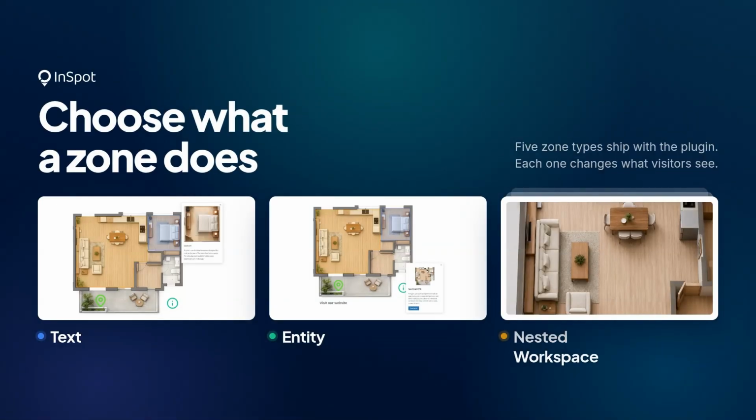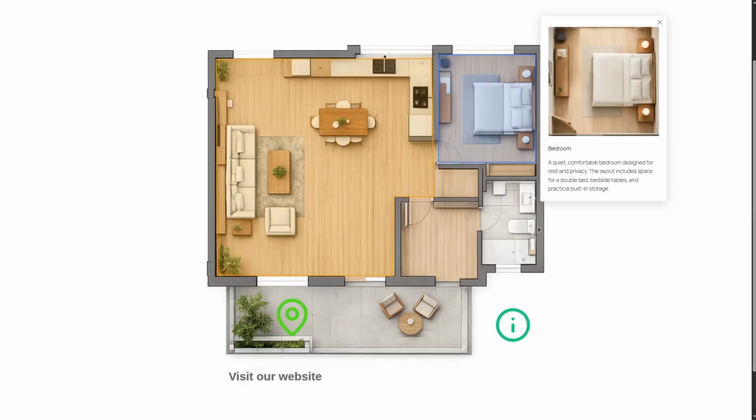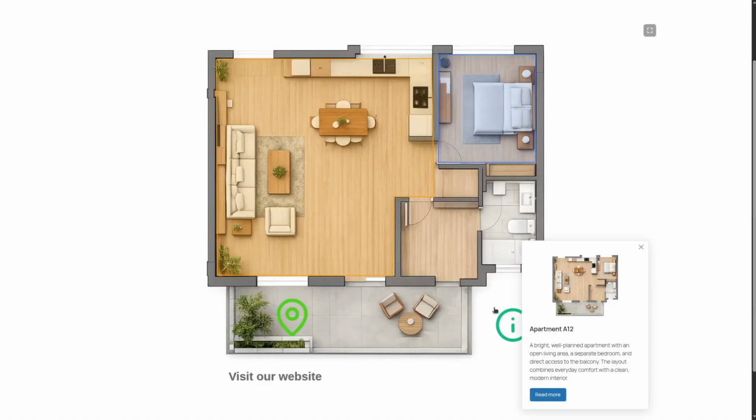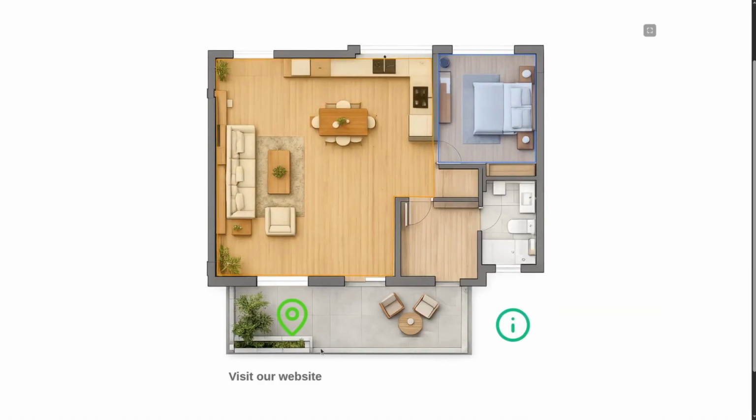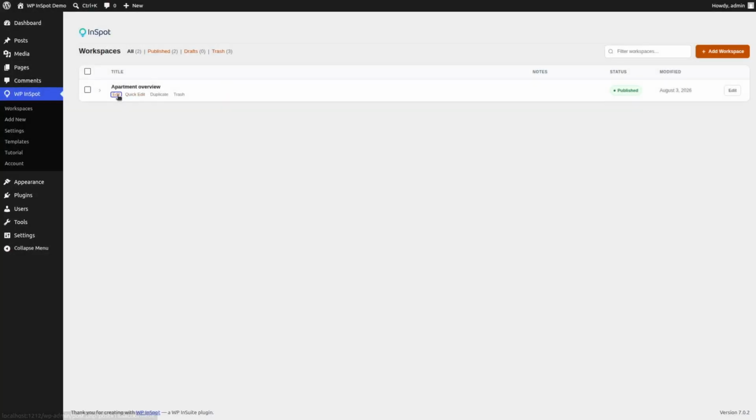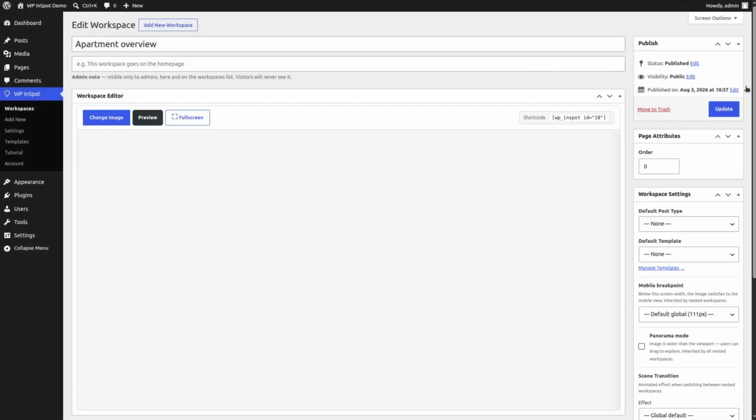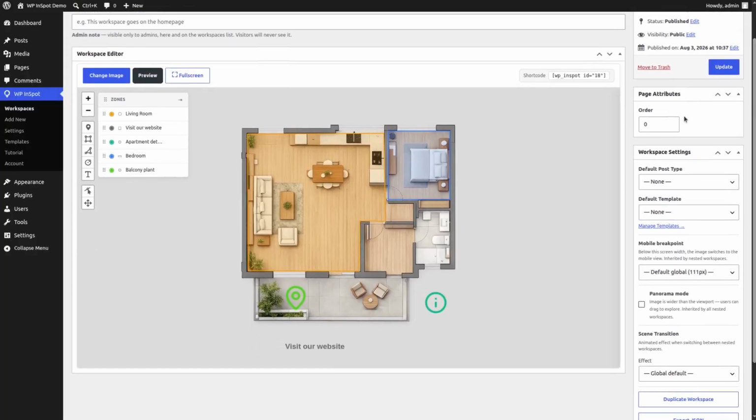WP InSpot provides 5 zone types: text, entity, nested workspace, link, and empty. Each type controls what happens when a visitor interacts with a zone. In this workspace, each zone uses a different type. We will look at its configuration first, and then check how it behaves on the front end.